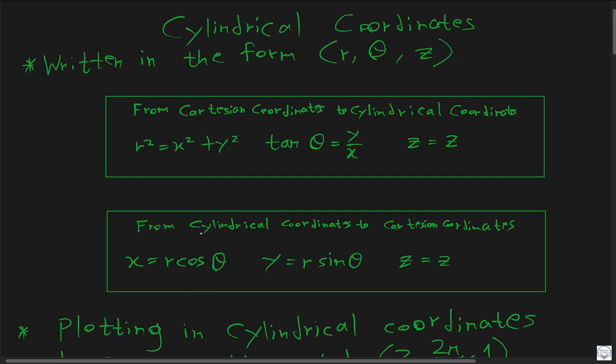And similarly, we can go from cylindrical coordinates to Cartesian coordinates. In the xy plane, we have the same rules as for polar coordinates: x equals r cos theta and y equals r sin theta. And z doesn't change, so z is still z.